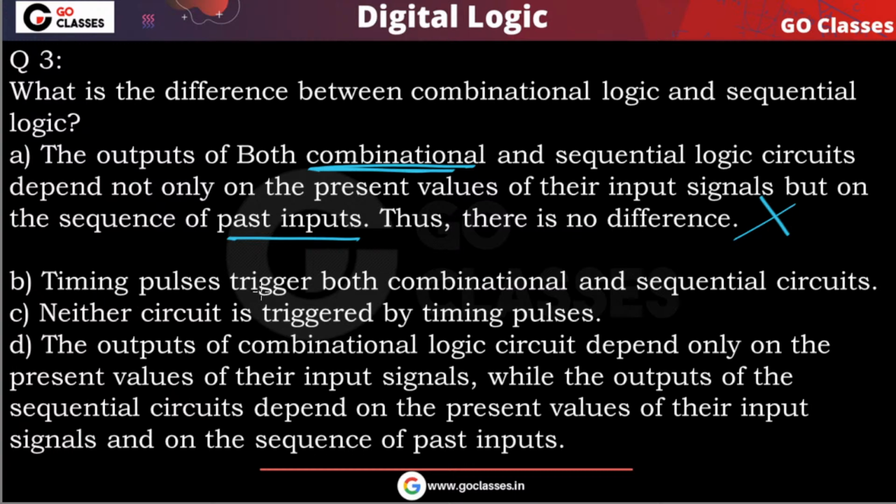Next, timing pulses trigger both combinational and sequential circuits. This is also wrong, because in a combinational circuit we don't have the clock. Next, neither circuit is triggered by timing pulses. This is also wrong. In sequential circuits we have the concept of clock. Next, the output of a combinational logic circuit depends only on the present value of its input signals, while the output of a sequential circuit depends on the present values of its input and also the sequence of past inputs. This option is correct. So the answer will be option D.